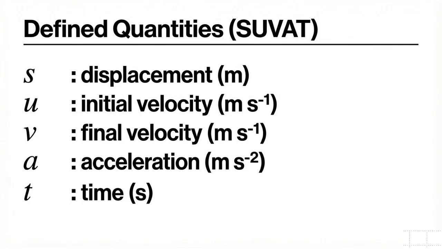Now, let's define the key quantities we use in SUVAT equations. Displacement, represented by s, is the distance moved in a specific direction, measured in meters. The initial velocity, u, is the speed at which an object starts moving, measured in meters per second. Final velocity, v, is the speed the object reaches after acceleration, also in meters per second. Acceleration, a, is how quickly the velocity changes, measured in meters per second squared. Lastly, time, t, is the duration over which the movement occurs, measured in seconds. These 5 quantities help us describe motion in a clear, consistent way.